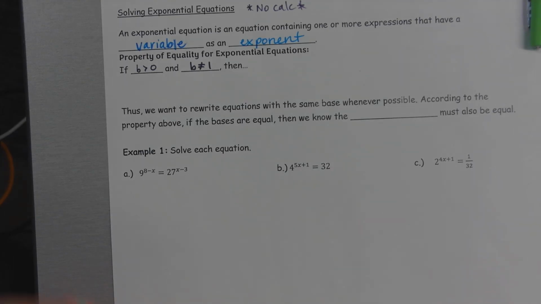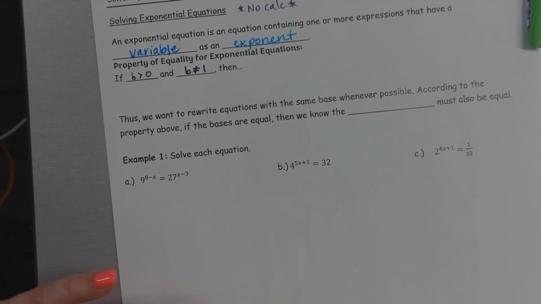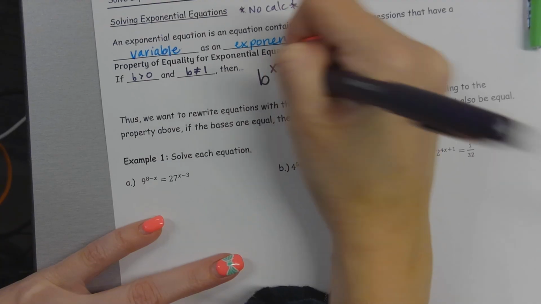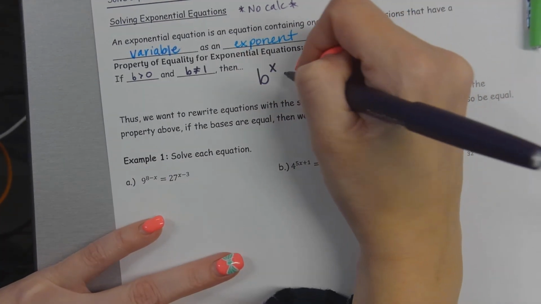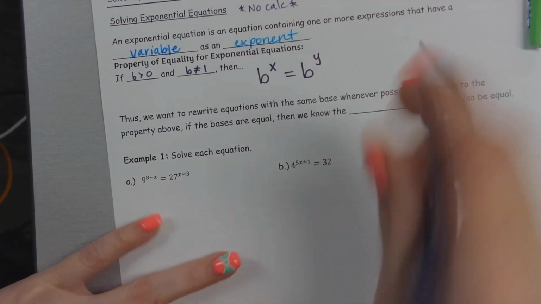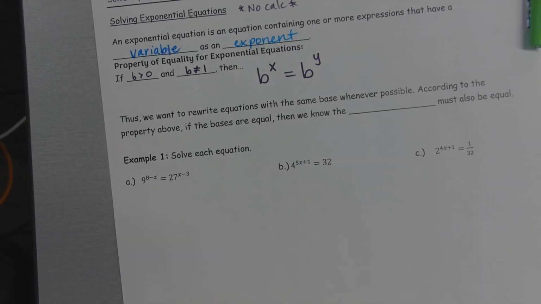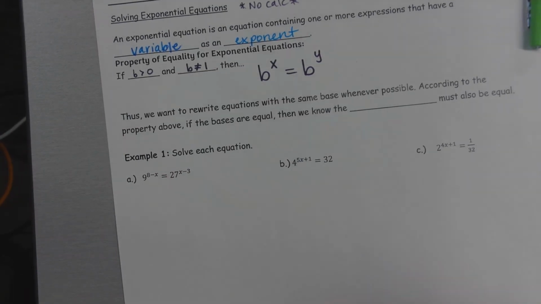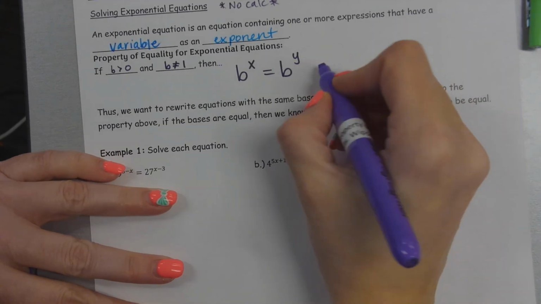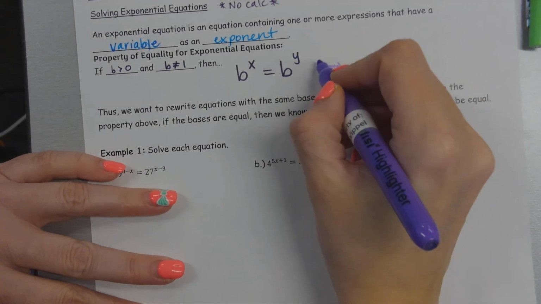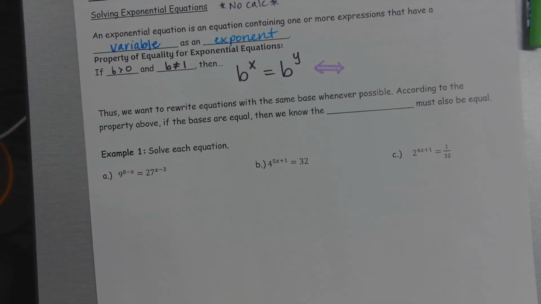All right, so if that happens, then you can write b to the x equals b to the y as the following. We're going to do a double-sided arrow. You may remember that from geometry. It's the if and only if. Remember when you had to write conditional statements? P if and only if Q. If P, then Q. If Q, then P. If not P, then not Q.